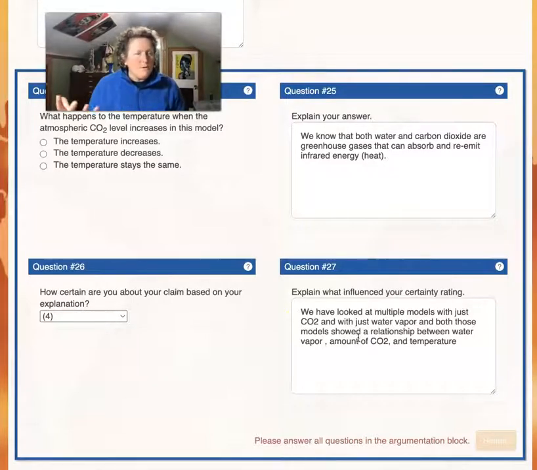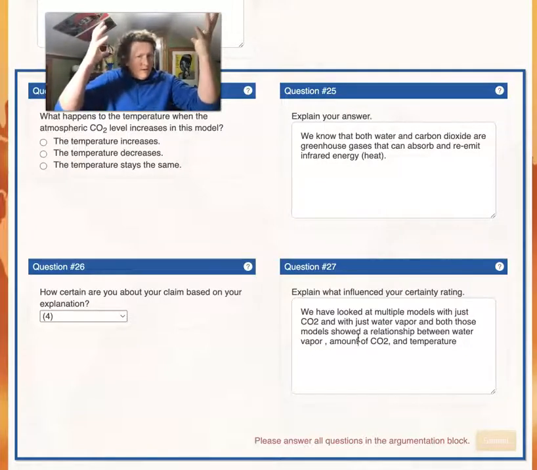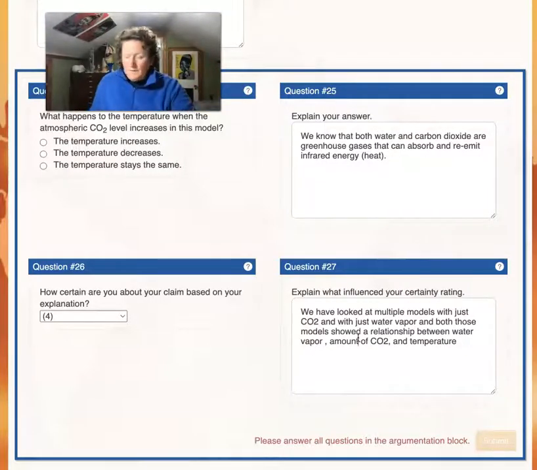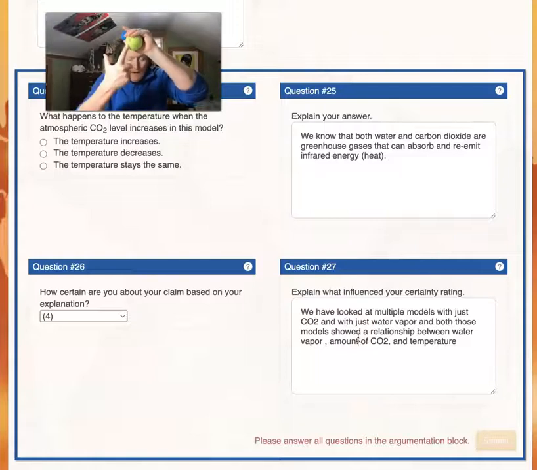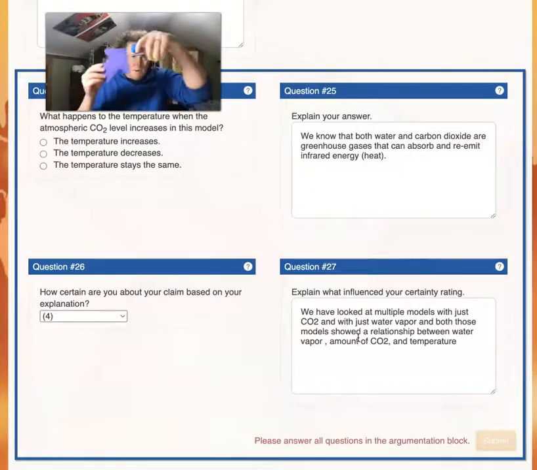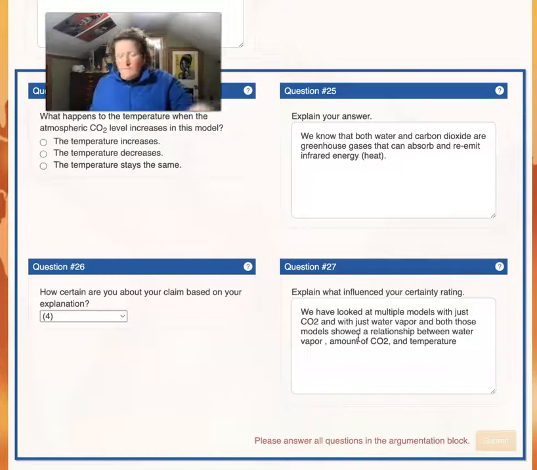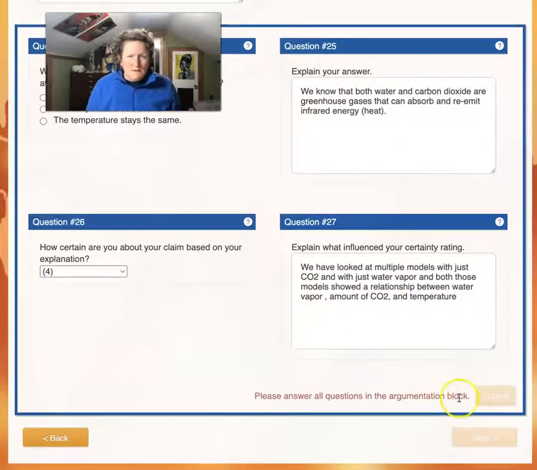We know if we put more CO2 in, the air temperature heats up, the ocean temperature heats up. That puts more water vapor in the air, and that water vapor can also act as a greenhouse gas along with carbon dioxide. So we have our water molecules, we have our carbon dioxide molecules. They both can absorb infrared heat and re-emit it back towards planet Earth. So let's submit our answer here.